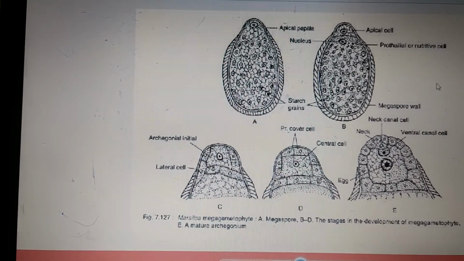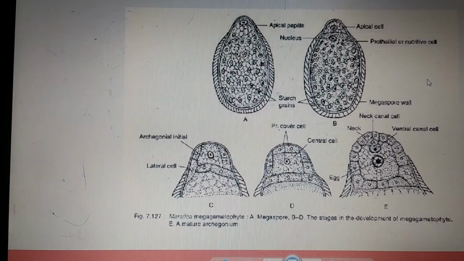So these were different steps in the development of the female gametophyte till fertilization.